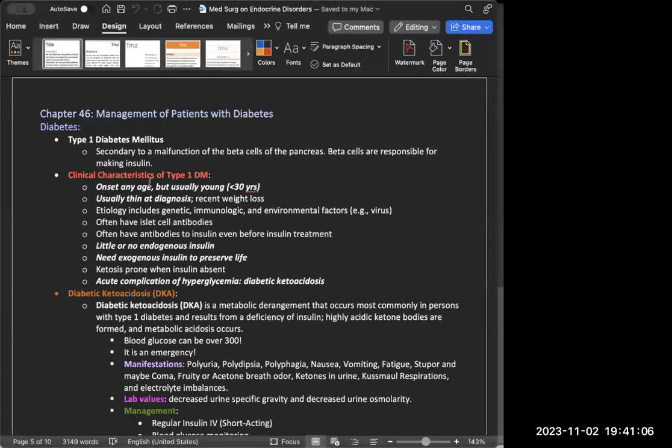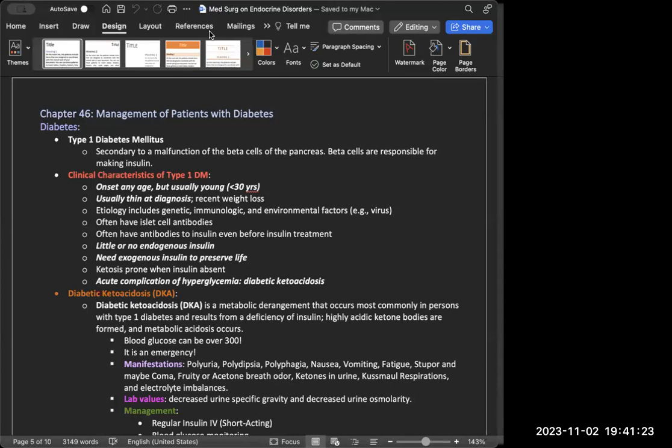So type 1 is usually hereditary. You're usually born with this one. And the thing with this is that you usually have no insulin production. You are just not able to produce insulin, okay?